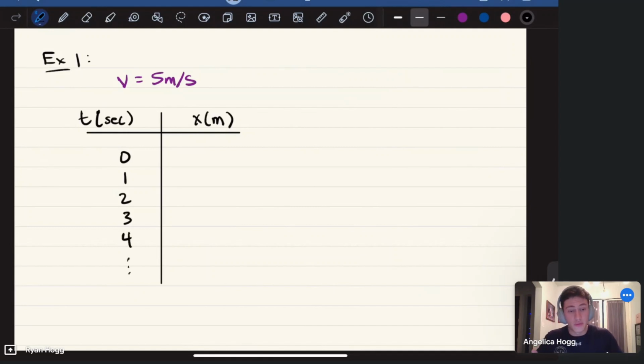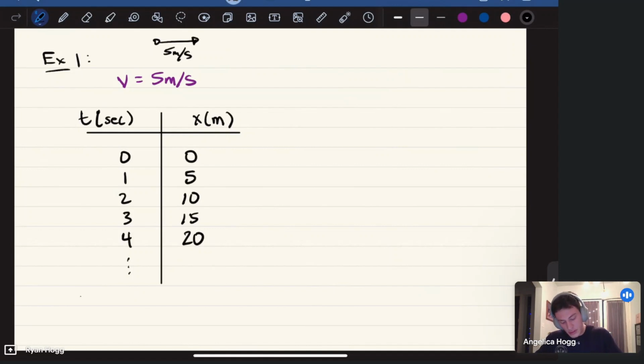Our distance, which is changing every second, we'd say, okay, 5 meters per second. So we started at 0. 0 seconds have passed, so we're still at position 0. But this little person is running at 5 meters per second. So his distance covered after 1 second is 5 meters. After 2 seconds, 10 meters, 15, and 20 meters for each of those corresponding times.